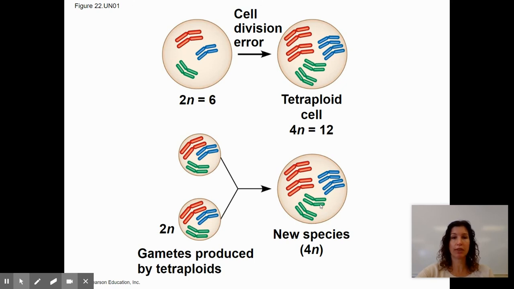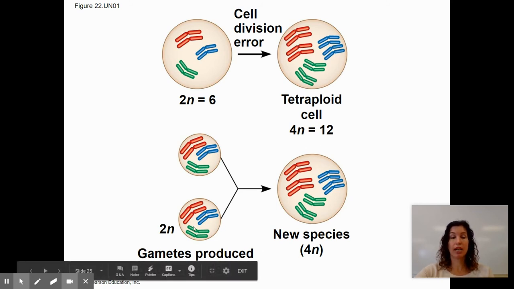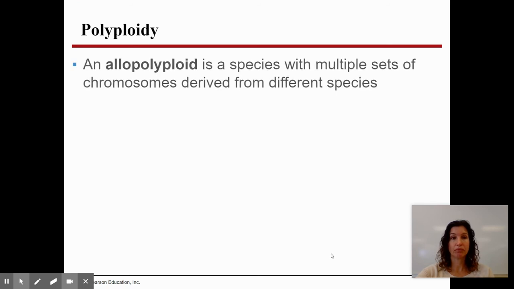So let me just show you what this looks like. A cell division error occurs and we end up with a tetraploid cell. So instead of 2n equaling 6, now we have a 4n cell, which equals 12. These gametes are going to be diploid. So they're going to produce 2n gametes, and then we're going to wind up with this new species of 4n. Again, typically this only happens in plants.